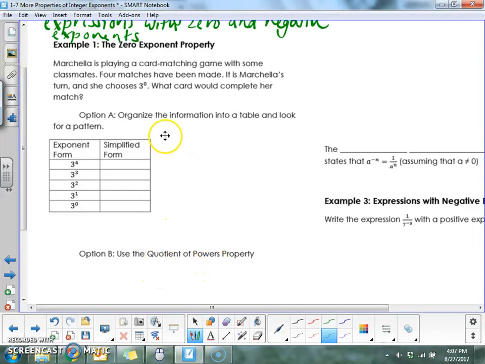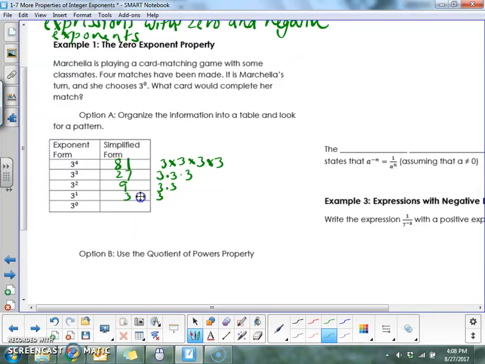For option A, we're going to organize the information into a table and look for a pattern. When you do 3 to the 4th power, that's 3 times 3 times 3 times 3. 3 times 3 is 9, times 3 is 27, times another 3 is 81. 3 cubed is 3 times 3 times 3, which is 27. Then 3 squared is just 3 times 3, which is 9. 3 to the 1st power is just 3. And now we're going to look for a pattern.